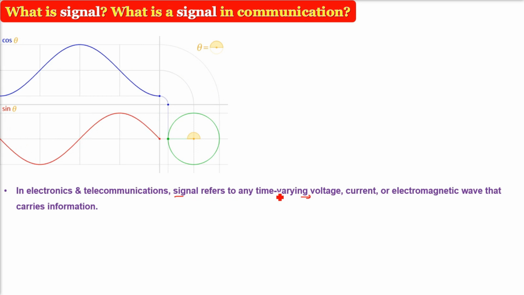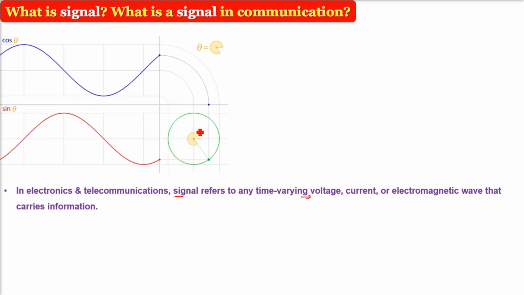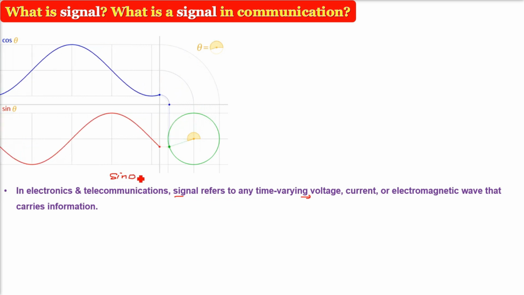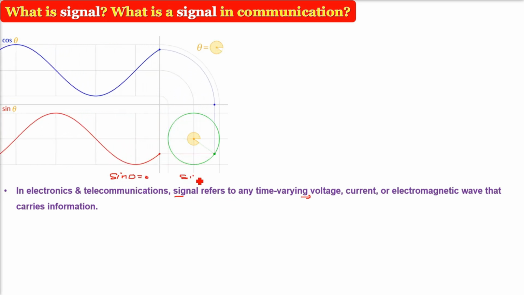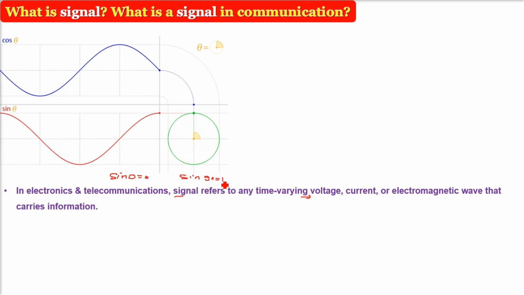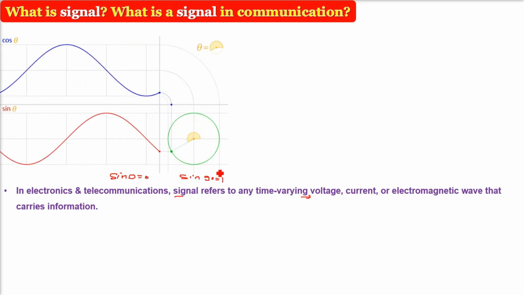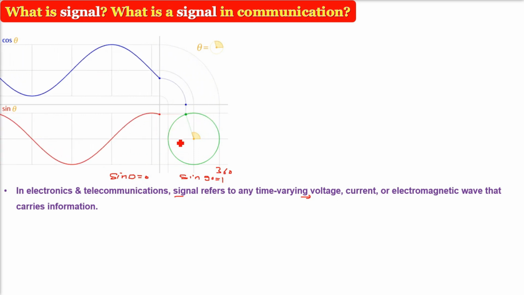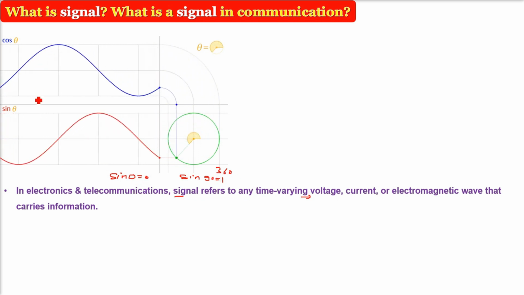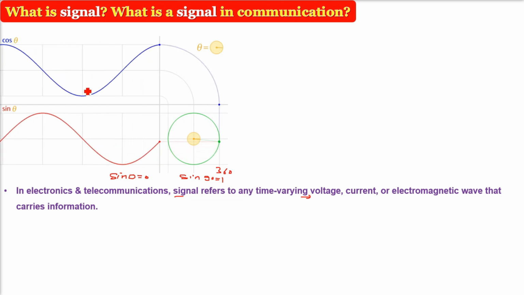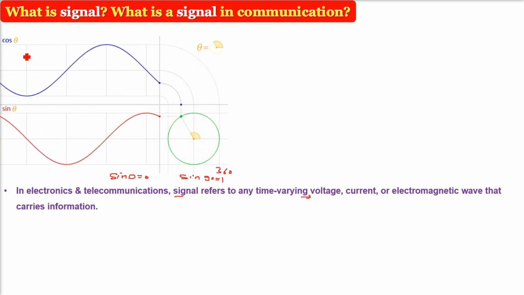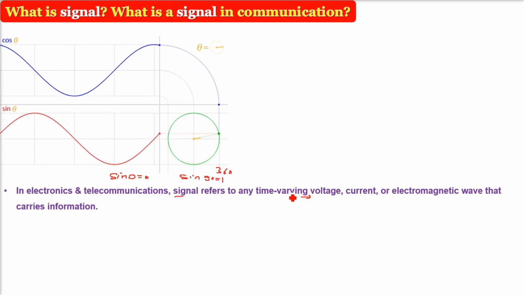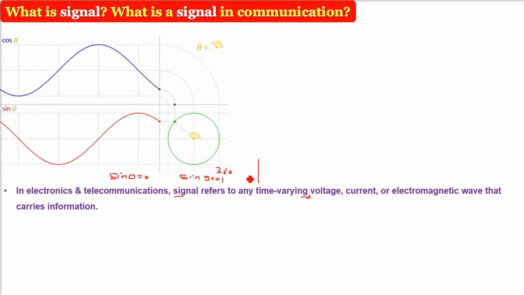Before going to that, this is just sine theta and cos theta. You know that sine 0 is 0, sine 90 is 1. You know all these values. For every 360 degrees, from 0 to 360 degrees, sine has some value. Now if you start plotting it, there will be a waveform. Right now it is not a signal, it is just a waveform. Until it conveys some information, it is not a signal.